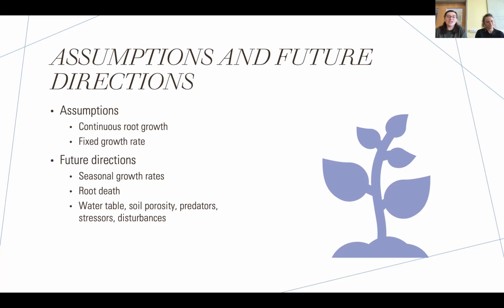All in all, our model has applications for understanding root growth in different environmental conditions, as well as for understanding root growth for different species, as we saw earlier with the species that have fibrous root systems versus a taproot system, and have that different rooting phenotype.